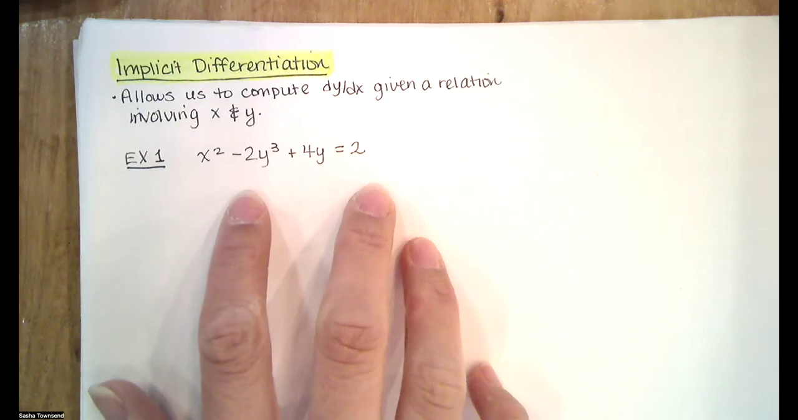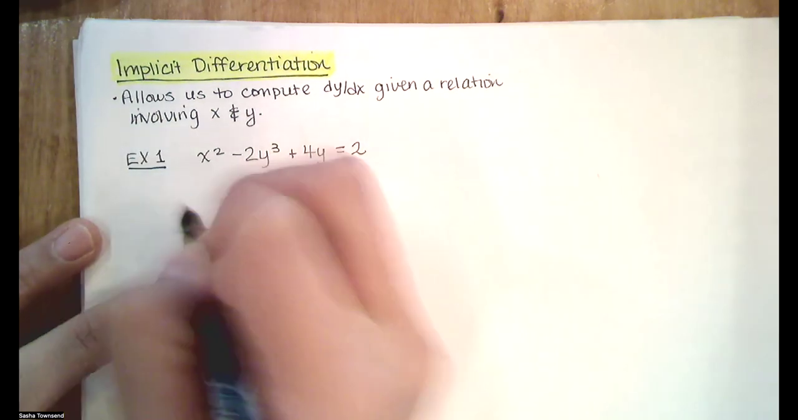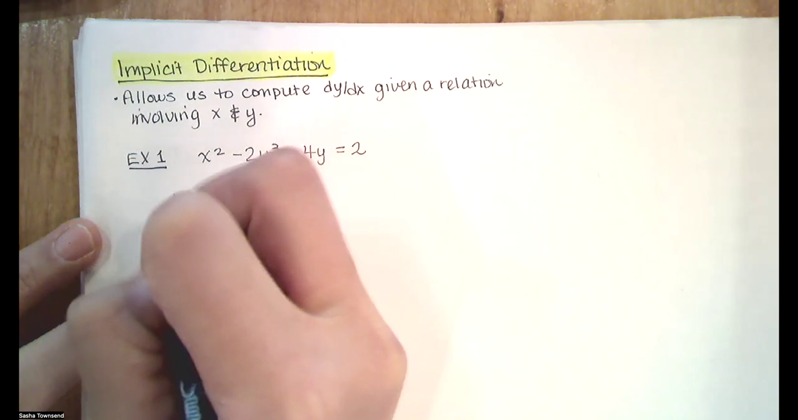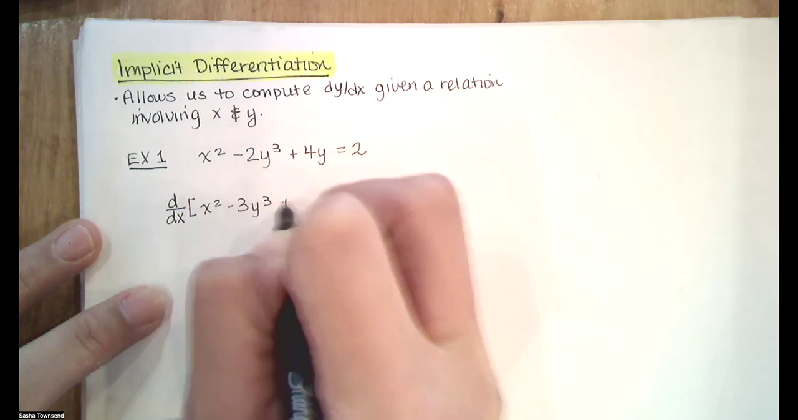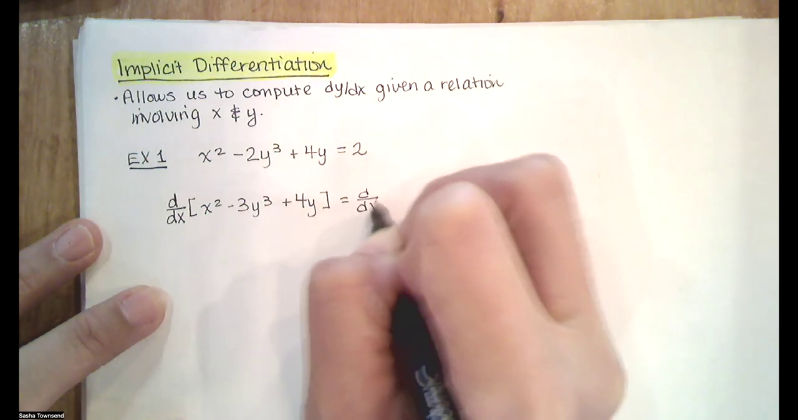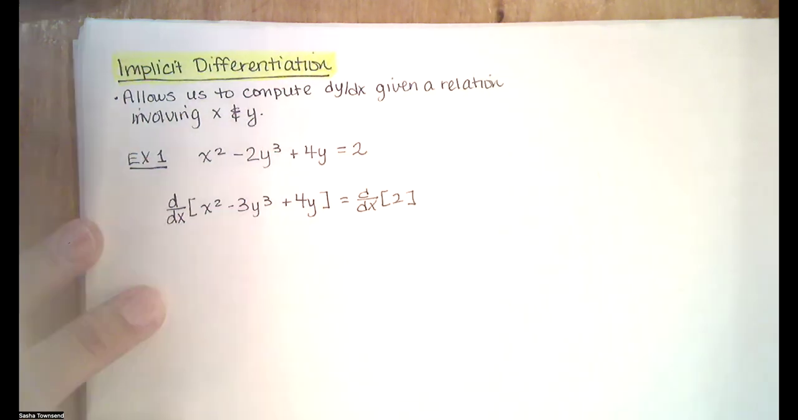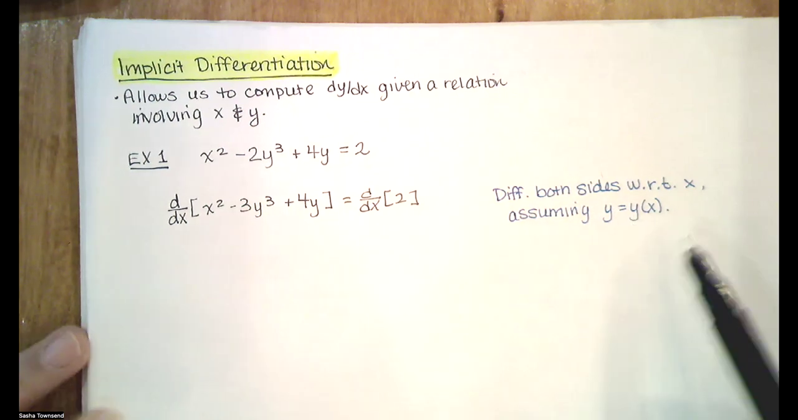Since it's difficult to find y as a function of x, we might compute the derivative using what's called implicit differentiation. It's actually relatively easy. We're just going to differentiate both sides with respect to x. And we do this assuming that y is a function of x.